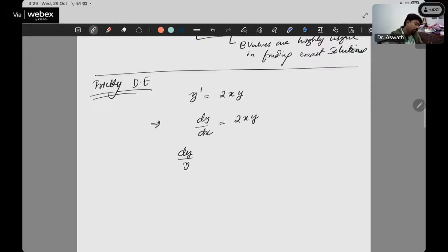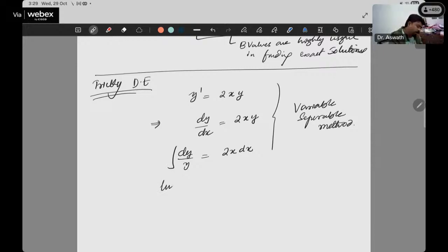dy by y is equal to 2x dx. This is called the variable separable method. Variable separable method means I am putting different variables on one side. Now let me integrate. When I integrate, natural log of y is equal to 2x square by 2 plus some constant.